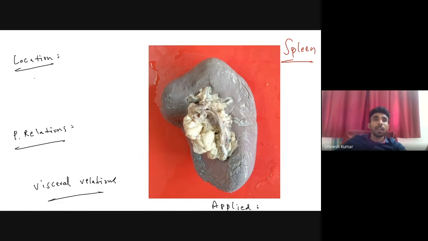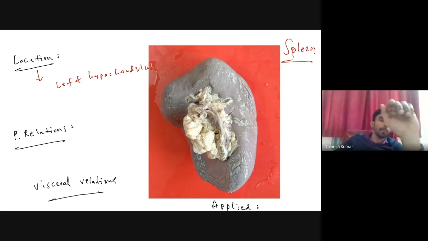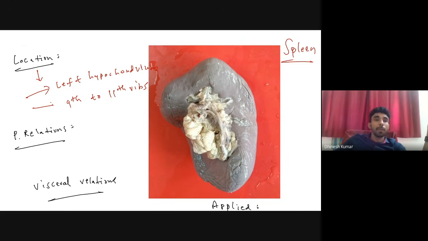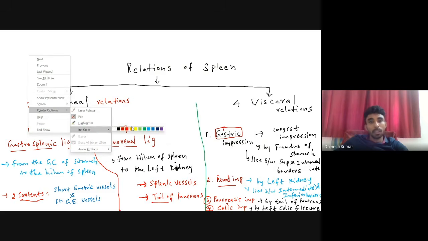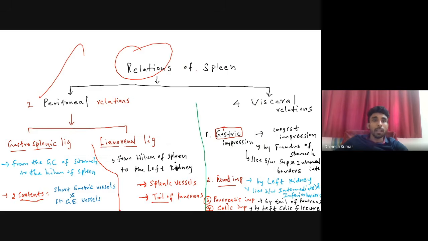What is the location of the spleen? Yes, the spleen is located in the left hypochondrium, at the level of 9th to 11th ribs. Peritoneal relations of the spleen, as you see here, this slide shows both peritoneal relations and visceral relations of the spleen.